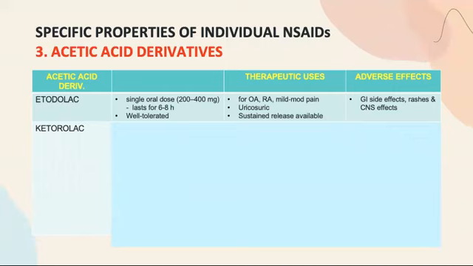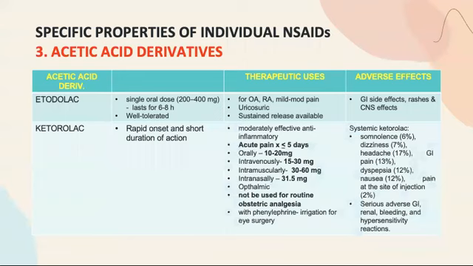Etodolac is an acetic acid derivative with some degree of COX-2 selectivity. A single oral dose, around 200 to 400 milligrams of etodolac, provides post-op analgesia that lasts for 6 to 8 hours. Etodolac also is effective in the treatment of osteoarthritis, rheumatoid arthritis, and mild to moderate pain, and the drug appears to be uricosuric. Sustained release preparations are available. Etodolac is relatively well tolerated. About 5% of patients who have taken the drug for a year or less discontinue treatment because of GI side effects, rashes, and CNS effects.